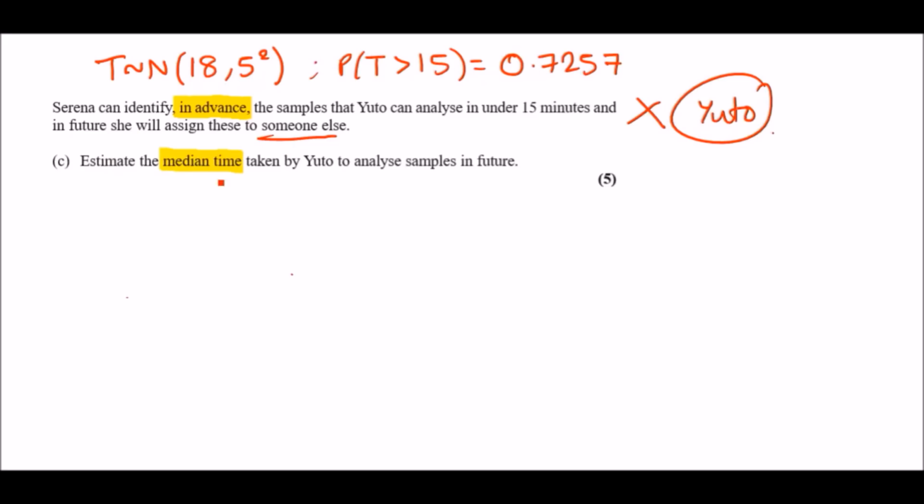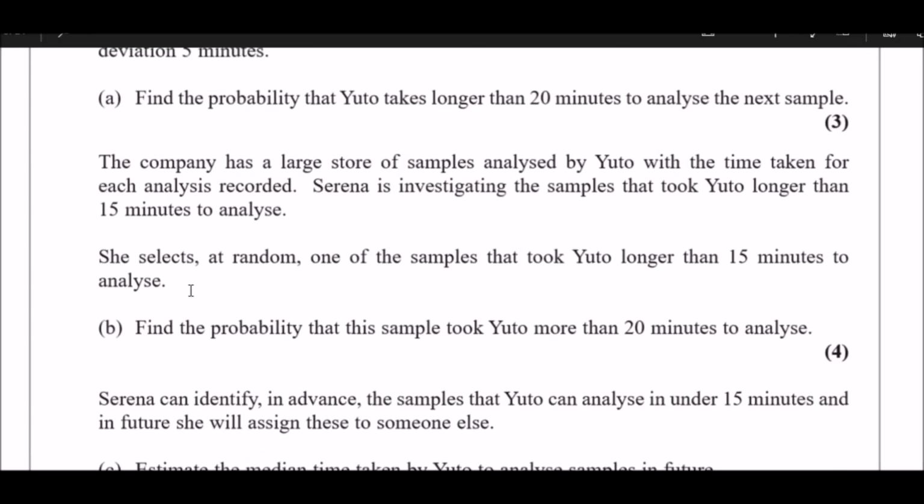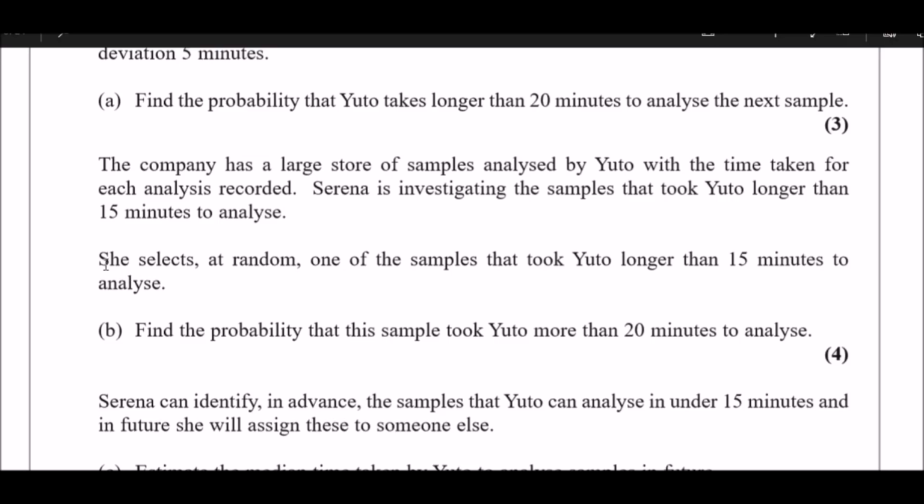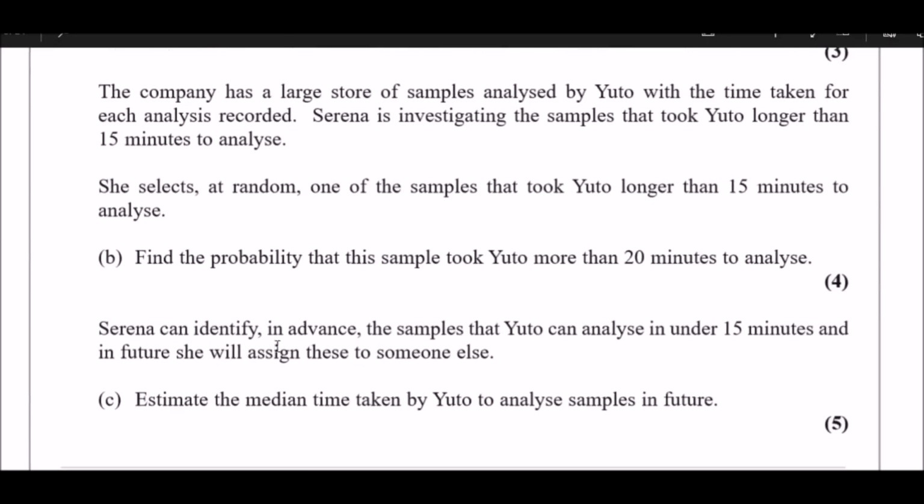So C, estimate the median time taken by Yuto to analyze samples in the future. If we go back to the previous problem in B, the statement earlier states that she selects at random one of the samples that took Yuto longer than 15 minutes to analyze. We are still referring to Yuto, and even in the previous one, Serena is investigating the samples that took Yuto longer than 15 minutes to analyze. This statement here is just about somebody else. So be very careful not to use the less than 15. It's kind of sad because this is a very tricky trip-up question.